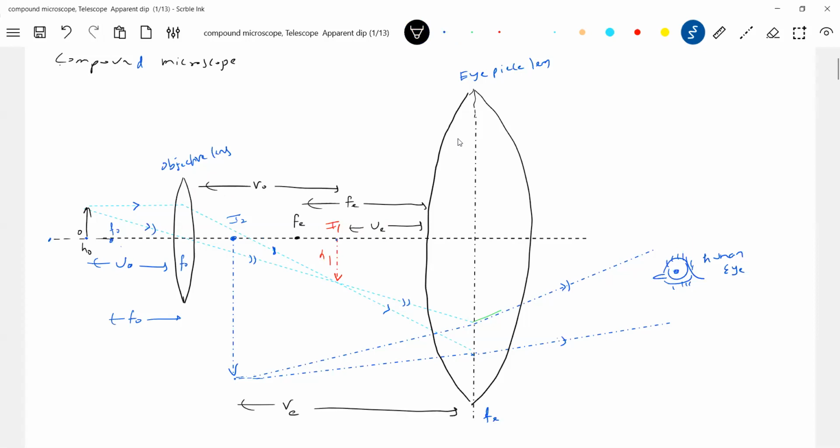The distances measured from the objective, I'll write V0 and U0. The distances measured from the eyepiece, I'll write VE and UE. It's not a thick lens, so the diagram appears like this. All the distances are measured from the optic center. Since it is a thin lens, it doesn't matter whether you measure from the surface or from the optic center; both are the same.